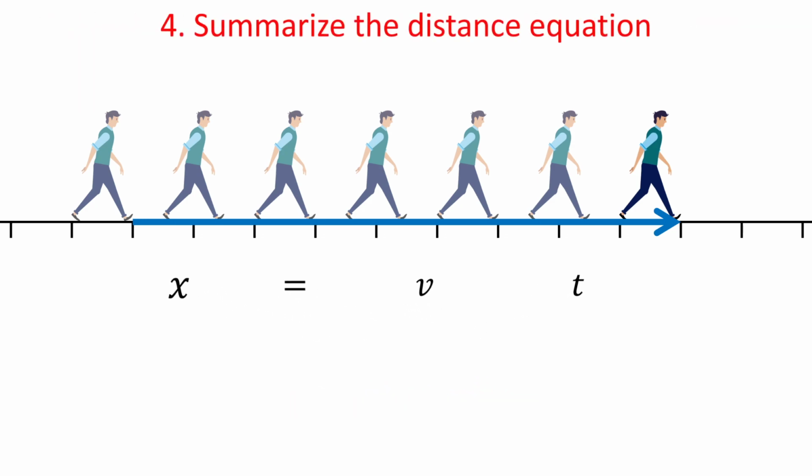Question 4 is to summarize the distance equation. What that means is tell me the name of each physical quantity that the symbol represents and state the units of measure used to measure each quantity. Take a moment and go fill in this table on your Google Doc. Pause this video.